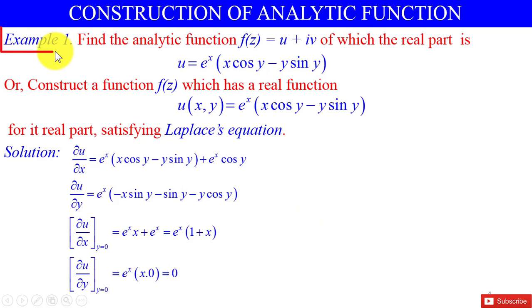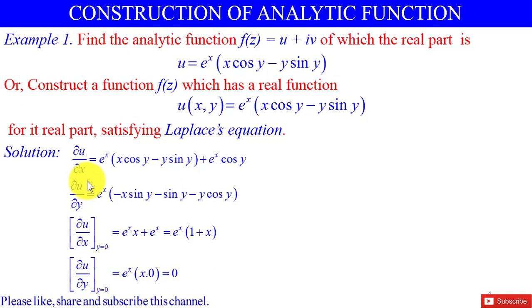Example of construction of analytic function. Find the analytic function f of z is equal to u plus i v, of which the real part is u is equal to e raised to the power x into (x cos y minus y sin y). Or construct a function f of z which has a real function u of (x,y) is equal to e raised to the power x into (x cos y minus y sin y) for its real part, satisfying Laplace's equation. Solution.